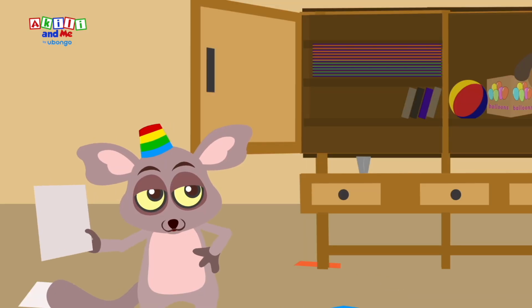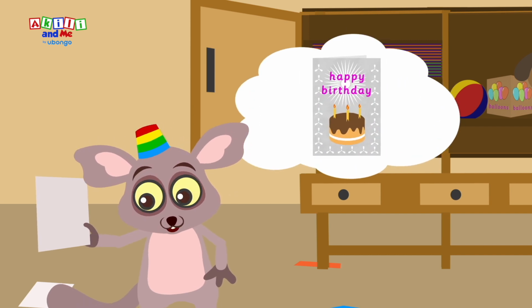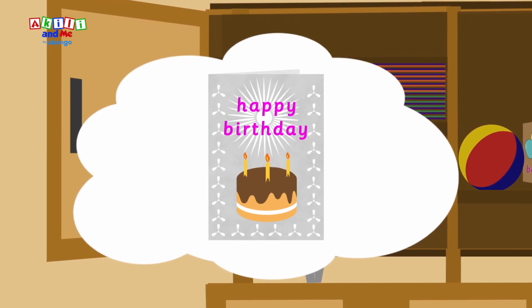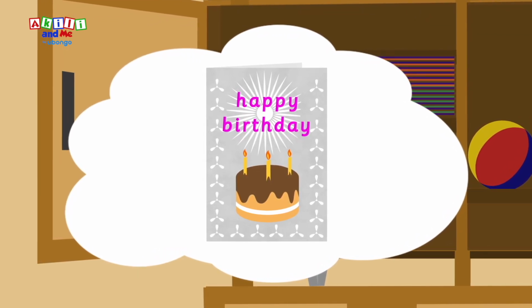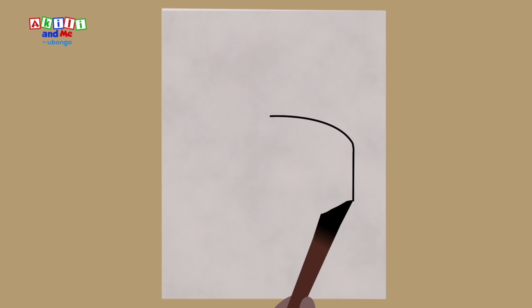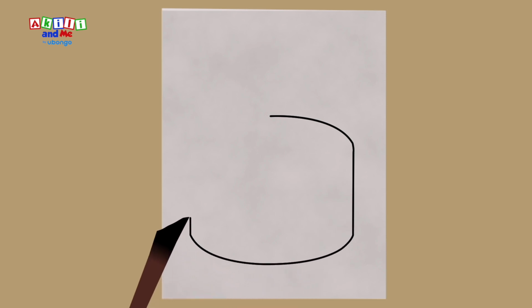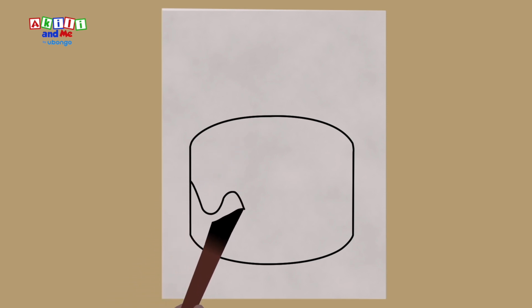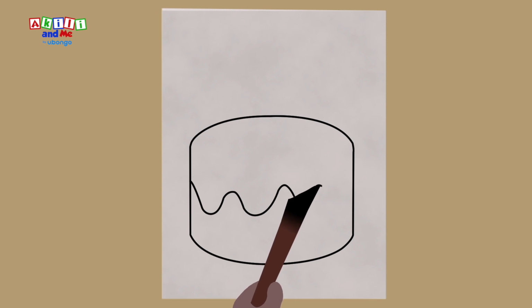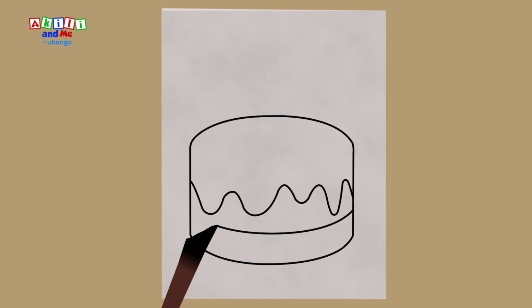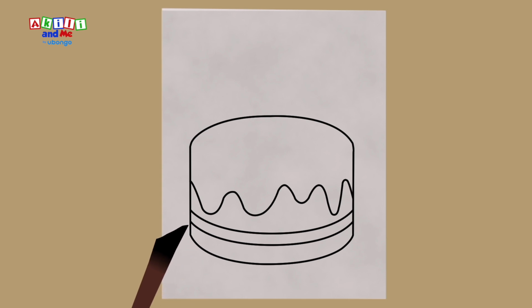Now, what do you want on the front of the card? I know. Aha! Good idea. A cake with 3 candles for your 3-year-old sister. Cake looks delicious.